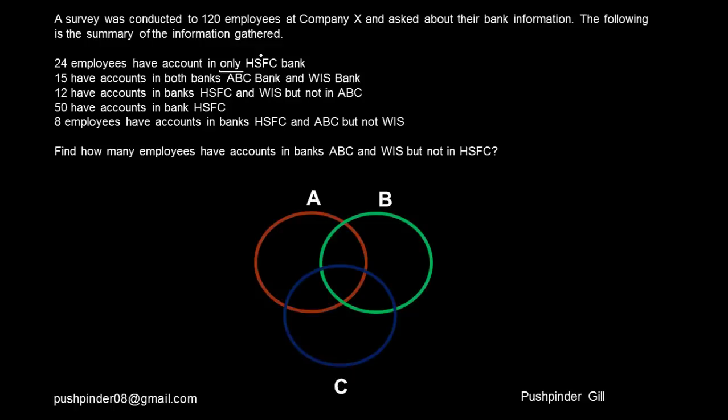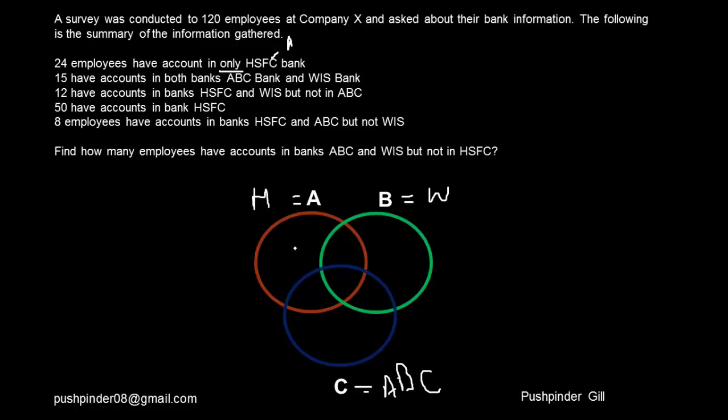Let's say this is HFSC Bank. This is your WIS Bank. And this is your ABC Bank, fine? Okay, now let's see what it's saying. The very first step is to try to fill the information into the diagram, then go about filling the information which is not in the diagram. So 24 employees have an account in only HFSC Bank. So this is HSFC Bank, and this area is the only HSFC Bank area. So 24 people are right here.